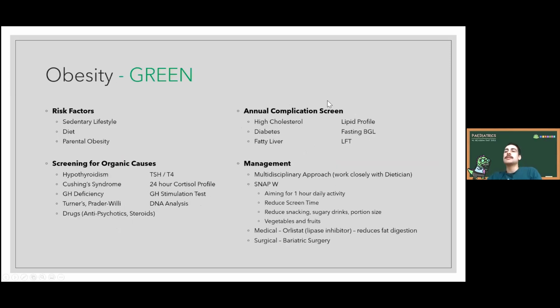Great. So obesity is another green condition, but it's quite simple to manage in the sense that it's just a multidisciplinary approach, mainly involving a dietitian and motivational interviewing. So you've got to look for their risk factors and then do initial screening for organic causes. So your hypothyroidism, Cushing's syndrome, growth hormone deficiency, Turner's, Prader-Willi syndrome, and drugs. And then an annual complication screen. So your high cholesterol, diabetes, and fatty liver.